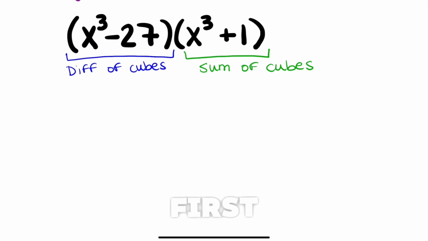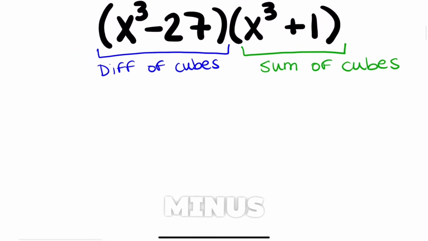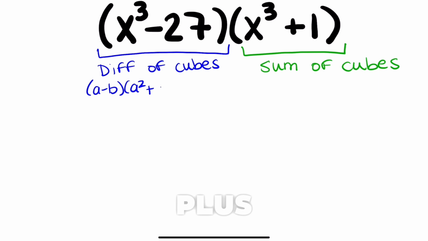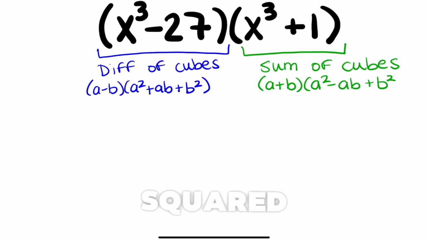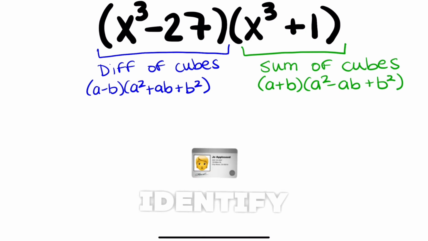So, in the first set of parentheses, the first factor, x cubed minus 27, I'm going to follow the difference of cubes pattern, which is a minus b, a squared plus ab plus b squared. And for sum of cubes, we're doing a plus b, a squared minus ab plus b squared. Okay, so first we need to identify what a and b are.